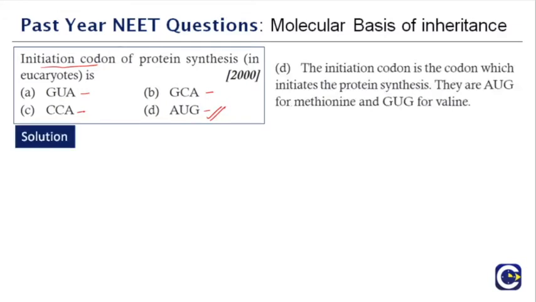The initiation codon is the codon which initiates the protein synthesis. They are AUG for methionine and GUG for valine. Okay, in some species it is also GUG, but mostly it is AUG. So always it is AUG in initiation codon. So the right option is D.